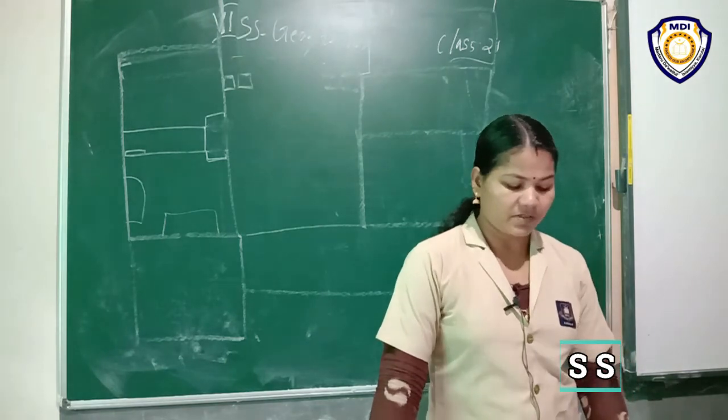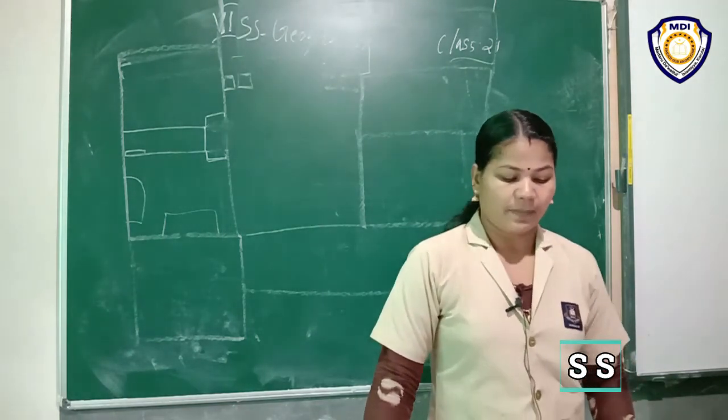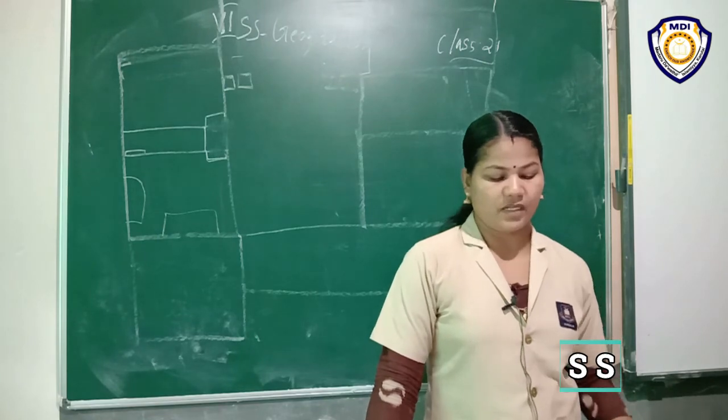Listen. A map covers a large area on a small scale. A plan shows the details of a very small area on a large scale.